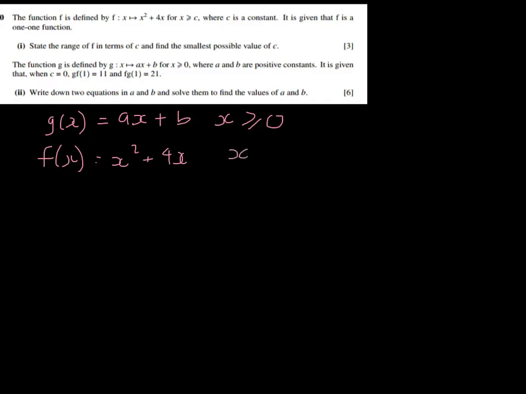So we've got two functions. We've got the g(x) function that's just given to us now, which is ax plus b, and the domain for that is that x is bigger than or equal to 0. And we've got the function from before, which is f(x), which is x squared plus 4x. And they've told us that c equals 0. So that means our domain for this one is also x is bigger than or equal to 0. We're trying to find the values of a and b, which are both positive.